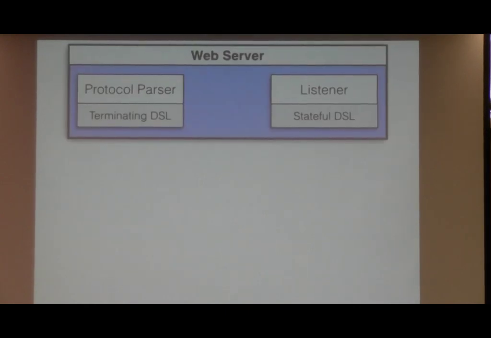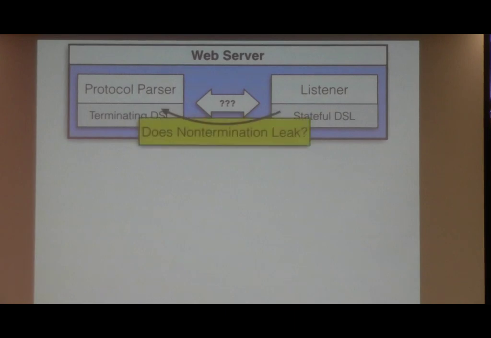How do programmers right now reason about these things? By the way, yesterday or the day before, someone asked me, how can we allow programmers to reason at the source level without dropping down to the target? But the way the world is right now, in order for a programmer to understand the interaction between two components of the same multi-language software system, one written in a terminating language, the other written in a stateful language, the source programmer wants to somehow reason about the fact that non-termination, for instance, does not leak from there to there. Otherwise, what's the point of having a terminating DSL?